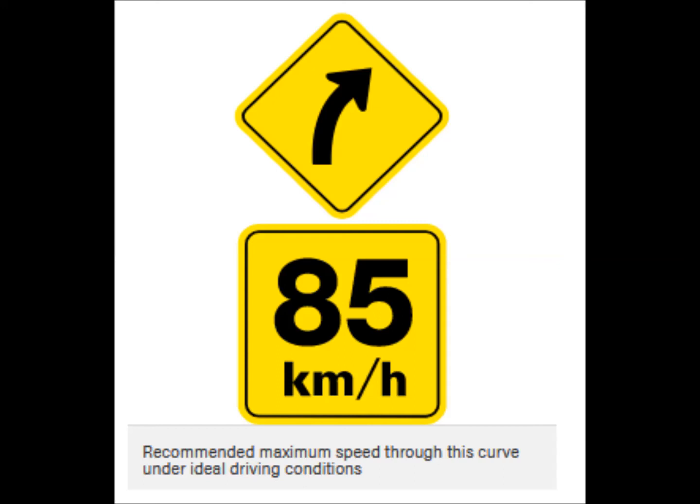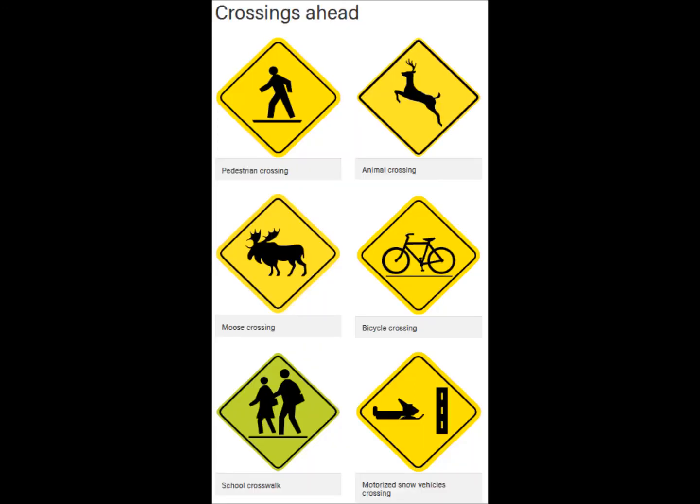Crossings ahead. Image description. A yellow diamond with a black outline. Within it is a black humanoid figure. Pedestrian crossing. Image description. A yellow diamond with a black outline and a deer. Animal Crossing. Image description. A yellow diamond with a black outline and a black silhouette of a moose. Moose Crossing.